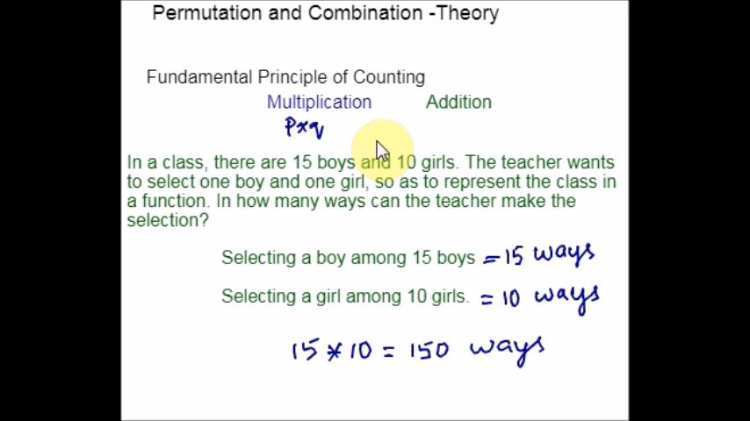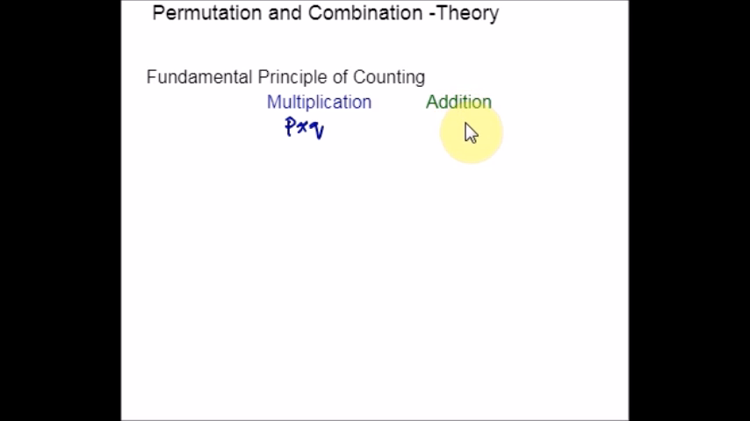Now let us discuss the fundamental principle of addition. Let us first see what is meant by the addition fundamental principle. If there are two jobs that can be accomplished independently in two different ways, A and B, I'm using two variables A and B here, that is, if the two jobs can be accomplished independently in A and B ways respectively, then either of the two jobs can be accomplished in A plus B ways. That is called the fundamental principle of addition. Let us see one illustration and see how it is going to be applied.